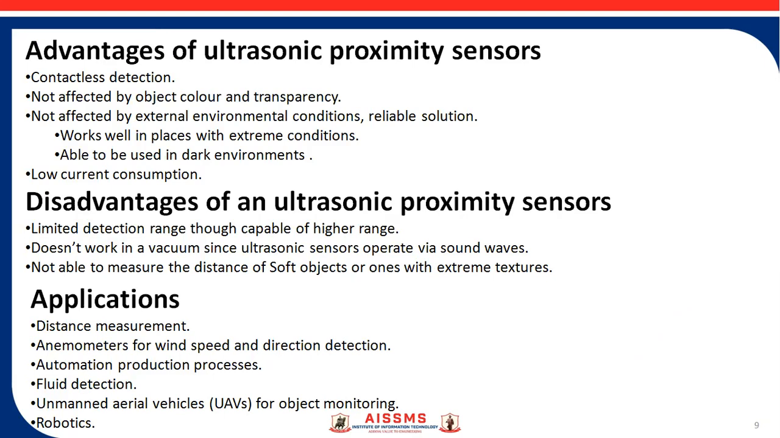Let us have a look at disadvantages of ultrasonic proximity sensor. Limited detection range, though capable of higher range. It doesn't work in vacuum since ultrasonic sensors operate via sound waves. It is not able to measure the distance of soft objects or ones with extreme textures. Application areas: it is used for distance measurements in automation processes, production processes, fluid detection, in unmanned aerial vehicles for object monitoring, and in robotics.